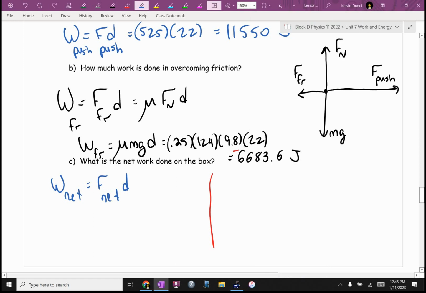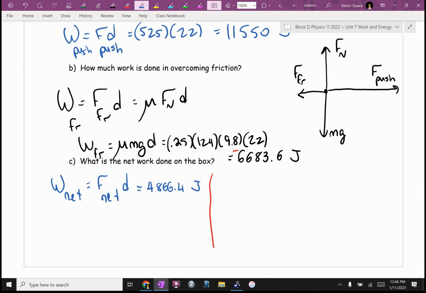So why does that work? No pun intended. By the way, unfortunately, the word work in English has a different meaning. So why does that work? I don't mean why does that force times distance. I mean, why does that function? Why is that acceptable? Well, if work pushing is force pushing times distance, and if the work done by friction is the force of friction times distance, I'm telling you, the net work is the net force times distance.